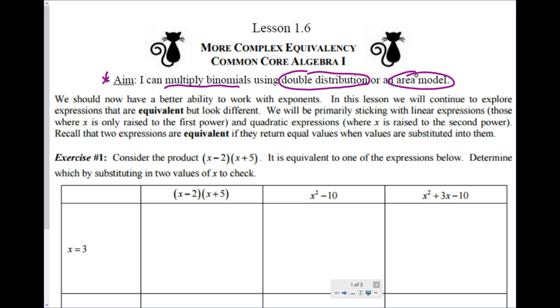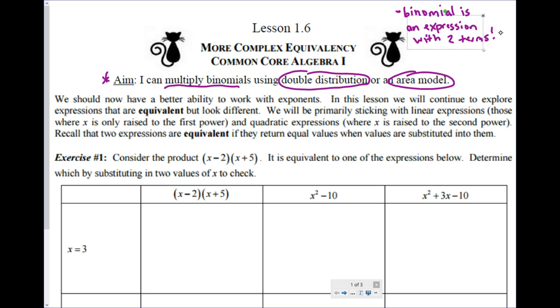Now recall that a binomial is an expression with two terms. Okay, that's a binomial. Remember, bi means two. So let's read.